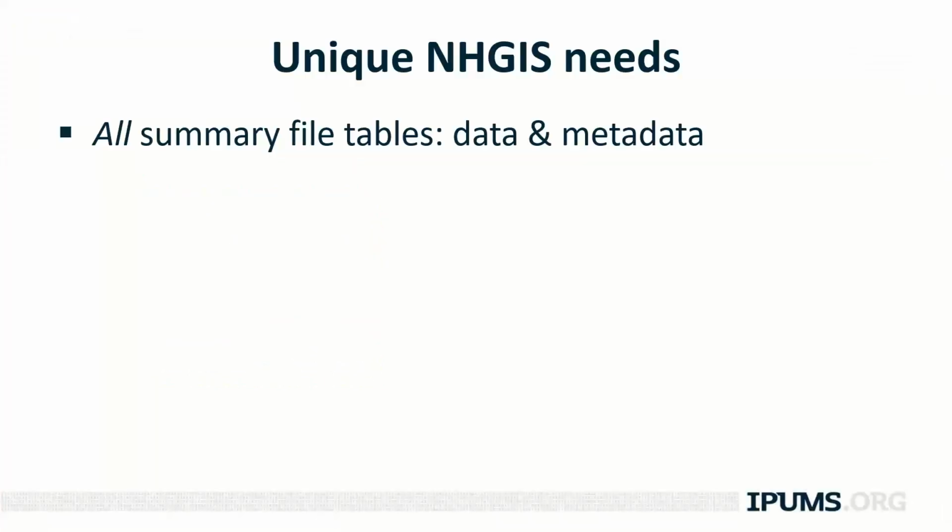So just to summarize, some of the unique things that NHGIS needs in pulling summary file data into our system. Sorry, a little jumpiness in my scroll again. We need all summary file tables. Okay, so that includes both, and we need data and metadata for all of those tables. That might be a unique case. A lot of users may only have interest in particular tables or particular summary levels. We pull in all of it.